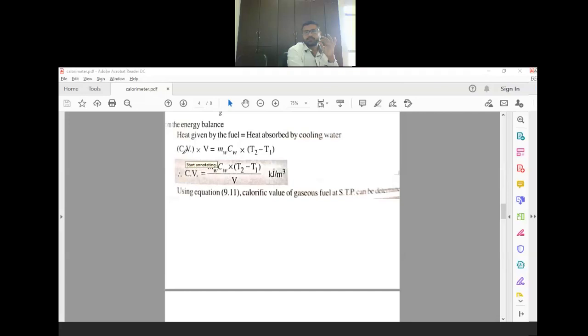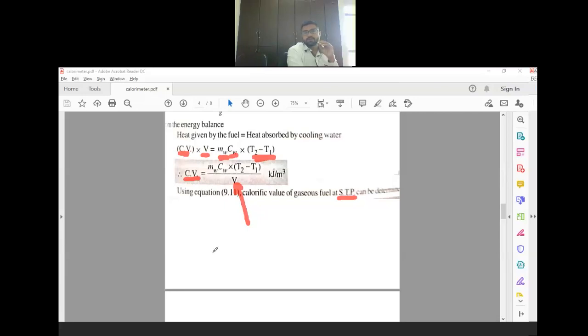This is the value we want to find out. This is the volumetric flow rate of that fuel or LPG. This is the mass of water, the specific heat of water, and the temperature difference of water at outlet and inlet. And this is how you can measure the calorific value. But here one thing you have to remember: this V, the volumetric flow rate, is at standard temperature and pressure.